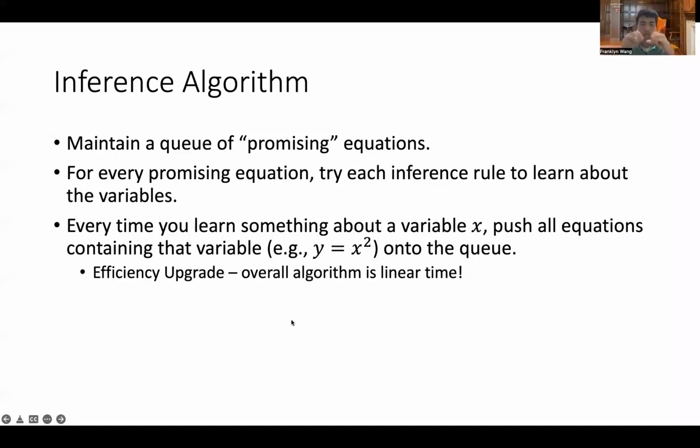There's a constant number of things you learn about a variable. So every time you learn, say, the variable x is bounded, now I push it onto the queue. The variable x is uniquely determined, I push it onto the queue. You keep doing this over and over and over again.